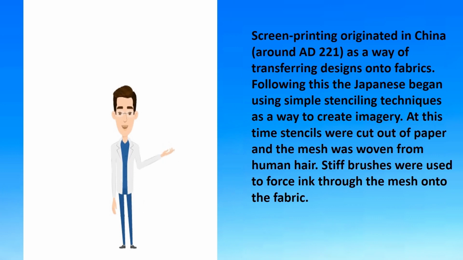Screen printing originated in China around AD 221 as a way of transferring designs onto fabrics. Following that, the Japanese began using simple stenciling techniques as a way to create imagery. At this time, stencils were cut out of paper and the mesh was woven from human hair. Stiff brushes were used to force ink through the mesh into the fabric.